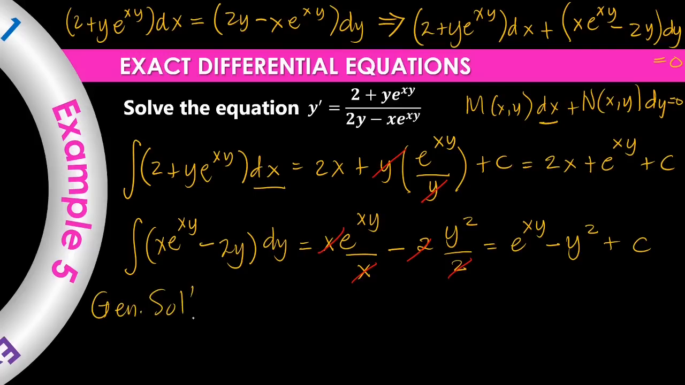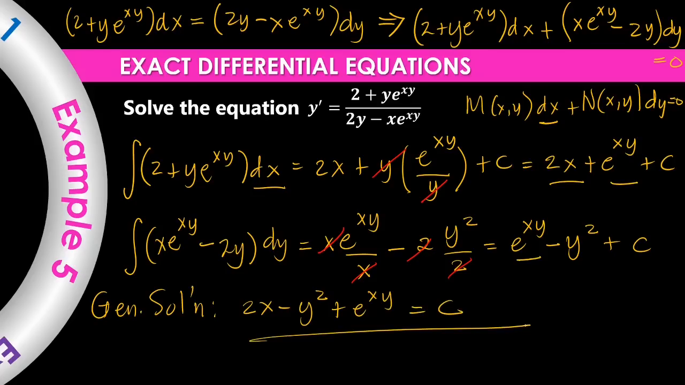So, the general solution is now, nasan yung term na purely x? Ito siya. 2x. And then get the term that is purely in terms of y. Ayan, negative y squared. And then yung term na common sa kanilang dalawa, which is e to the xy. At i-equate mo lang siya sa c. And there you go. This is now our general solution. O, di ba? Ang dali lang.